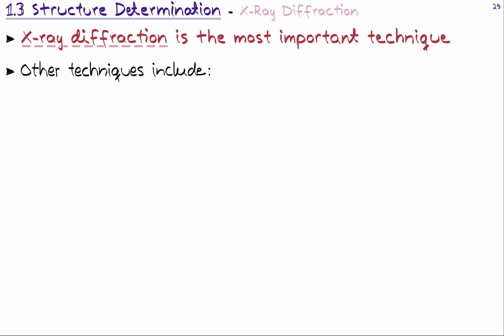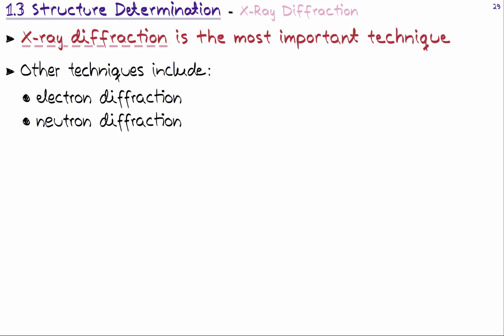There are other techniques. For example, we could do electron diffraction. So instead of shining Röntgen rays, we shine electrons on the piece of material we want to characterize. We could also use neutrons.